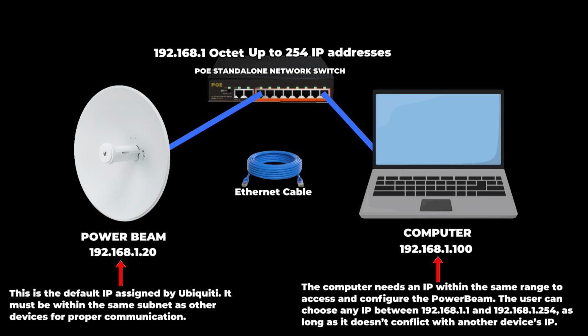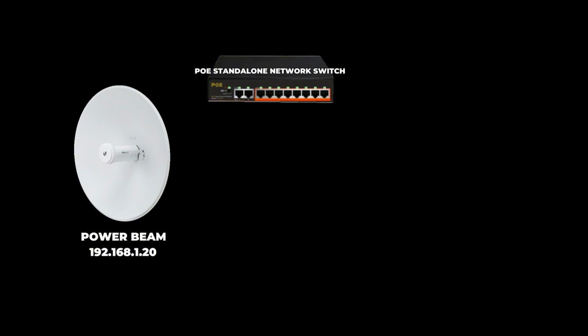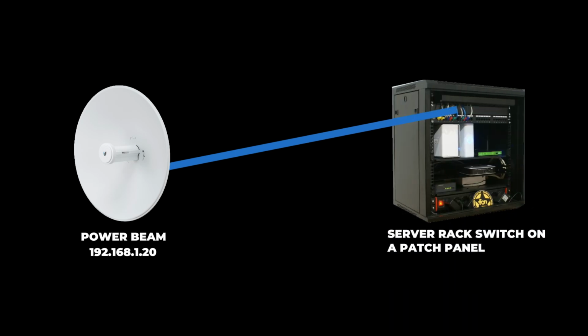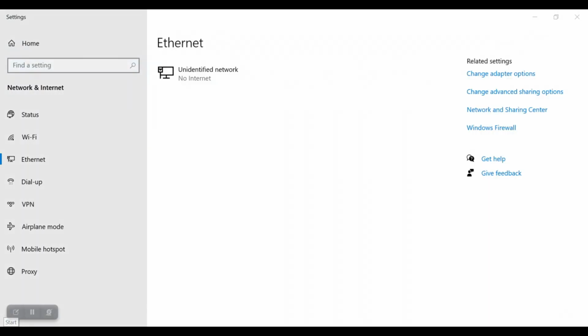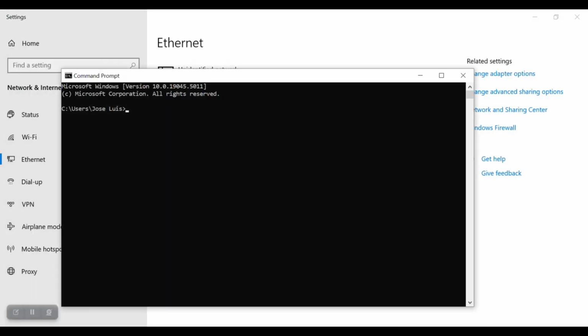Once the configuration is complete, you can unplug the PowerBeam Ethernet cable from the PoE standalone network switch and connect it back to the local area network switch in the server rack. The LAN switch operates on the 192.168.68 network, meaning all devices on this network must have an IP address within the range 192.168.68.1 to 192.168.68.254 to communicate properly. Next, open the command prompt and type ipconfig to view your IP address settings. Once confirmed, you can proceed with the network configuration.